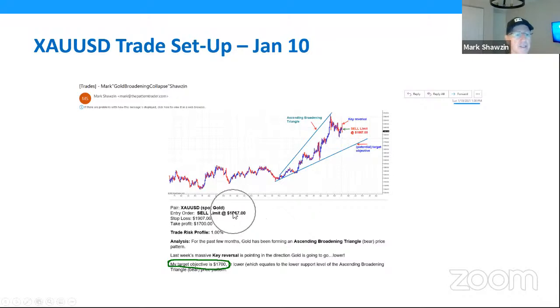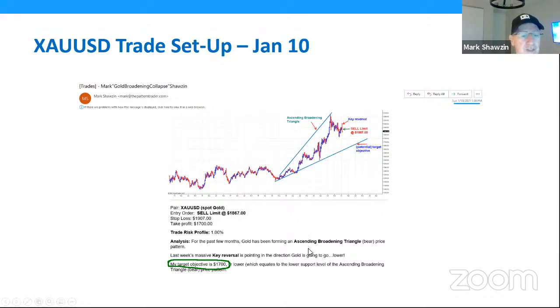So I suggested to our members to sell short at 1867 in gold. Right now it's trading at 1670, $200 lower. And I said at that time, 2 months ago, for the past few months, gold has been forming an ascending broadening triangle, which is a bear price triangle. So this was 2 months ago, where gold was, again, right near $1,900.